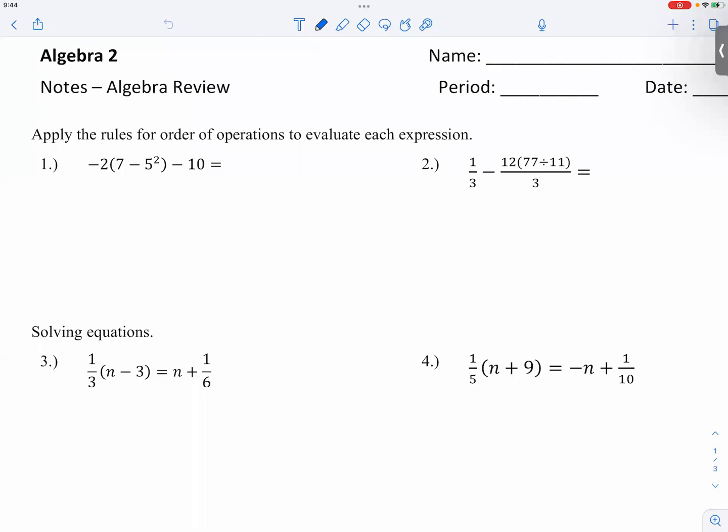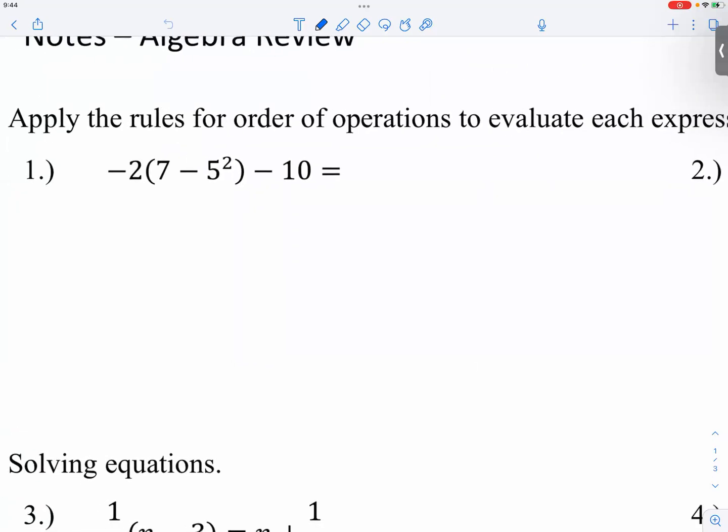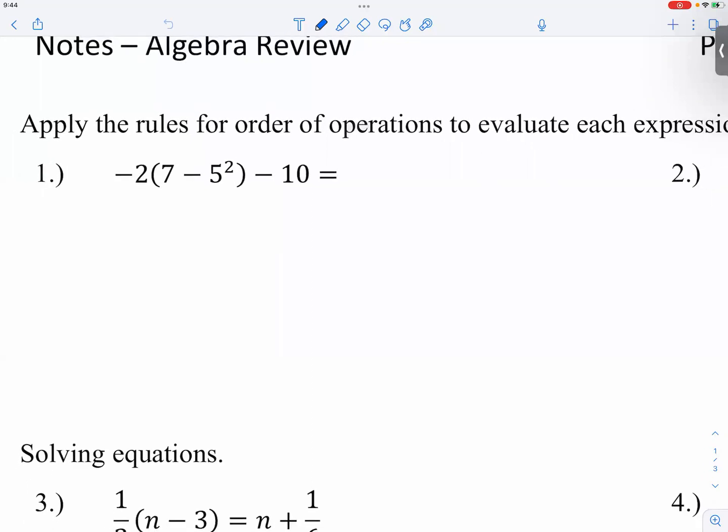So today and tomorrow, we are going to focus on these algebra reviews. We talked about PEMDAS earlier, and we're going to keep practicing PEMDAS here for the first two questions. So over here, well, PEMDAS, right? We will take care of the parentheses first.